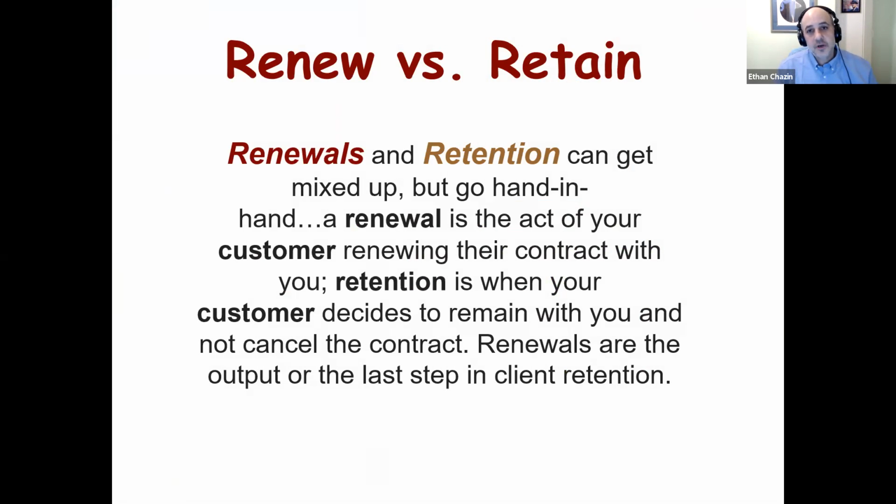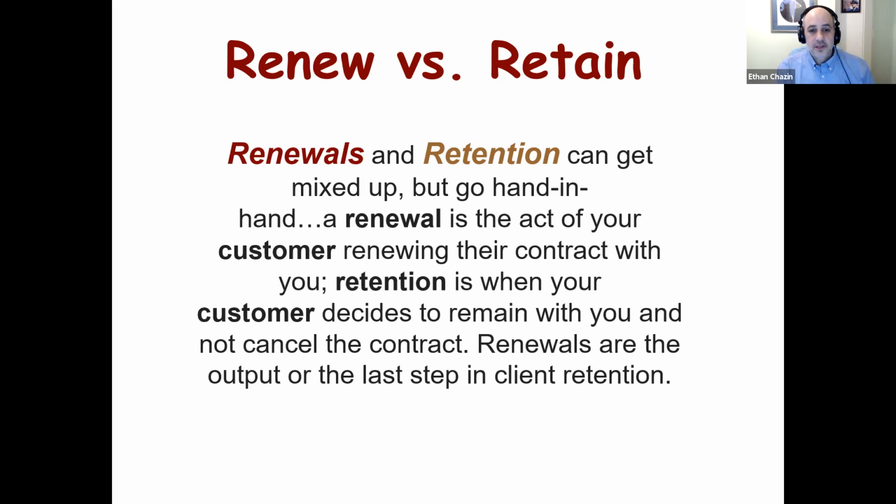So initially, what I'd like to do is frame a conversation around what is renew and what is retain. A lot of times the sales executives that I coach use these terms interchangeably, but they're really not. They're terms that dictate different stages in a relationship you have with a client. So let's try to separate them.